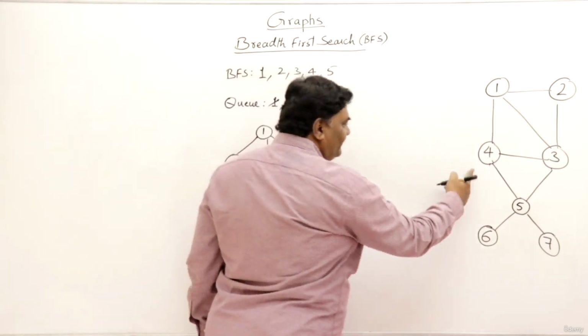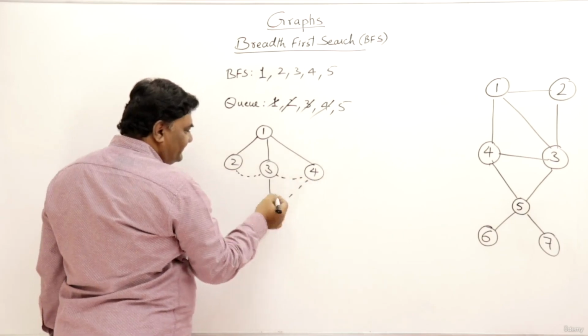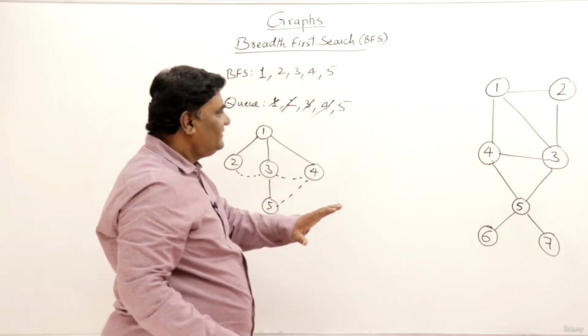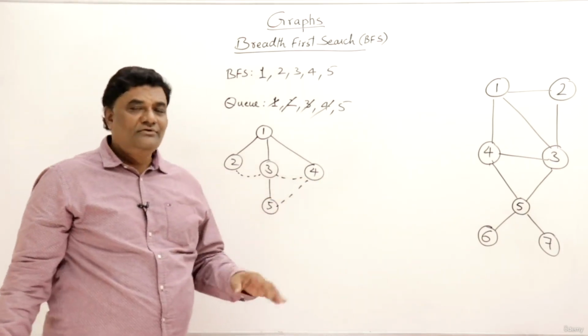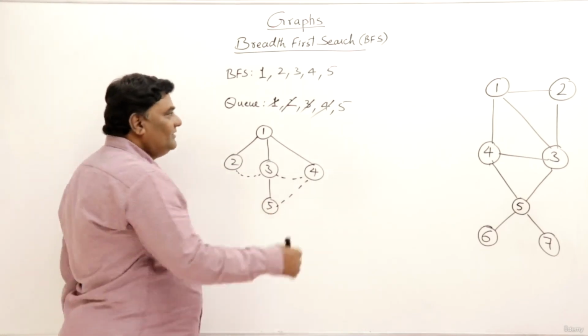4. Who are adjacent to 4? 5 and 3, which are already visited. So just a dotted line to 5. Now for 4, there are no new vertices. So 4 is completely explored. Now the next vertex from the queue.